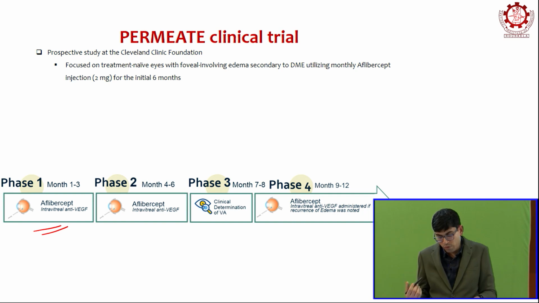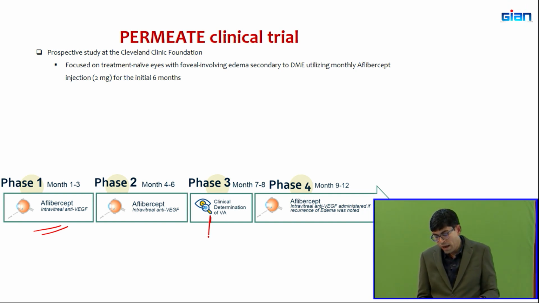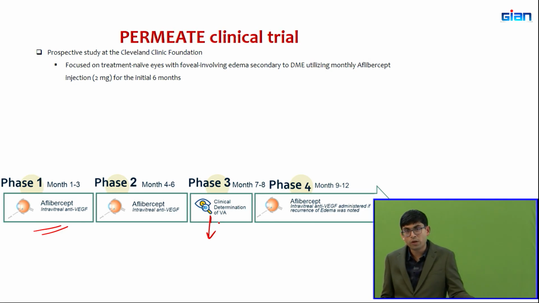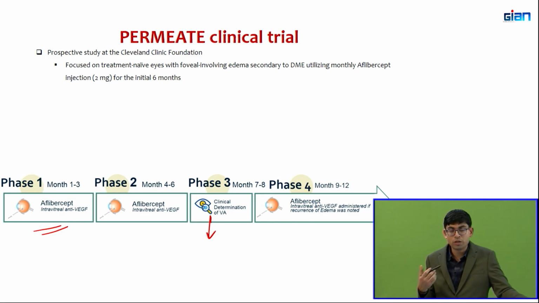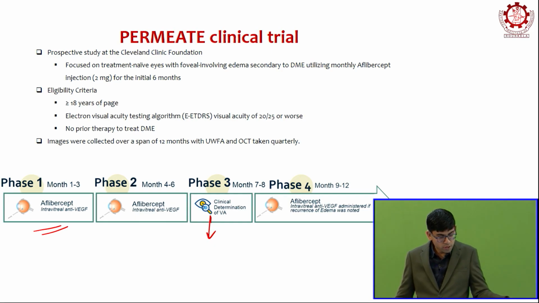Then the drug was given, then another image was taken, the drug was given again, and then we had the clinical determination of visual acuity, whether the patient's vision improved or not. So, this was the eligibility criteria. I don't really have to worry about this, but the images were collected over a span of 12 months.